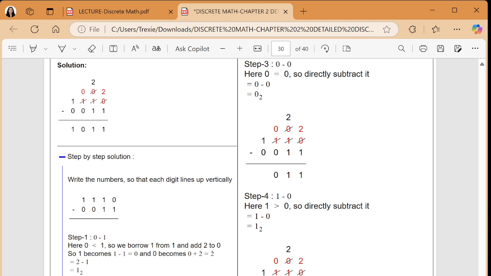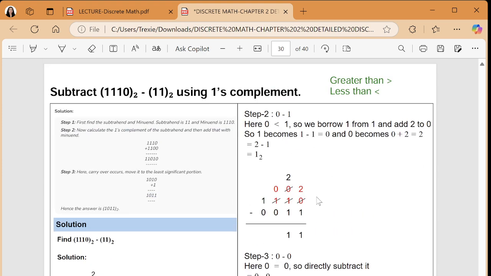So 0 minus 1 is equal to 1, here 2. Here 0 is less than 1, so we need to borrow 1 from 1. Then let's add 2 to 0. So it will become 1 minus 1 is equal to 0. Now 0 plus 2 is equal to 2. Then we will minus 1 from this 2.